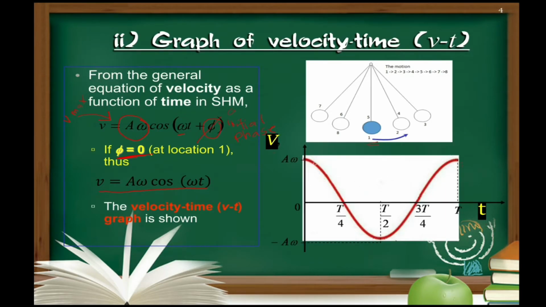Now, you have to be careful. Here is what we call the maximum value. So take a look at your equation. We have A omega as our maximum value.